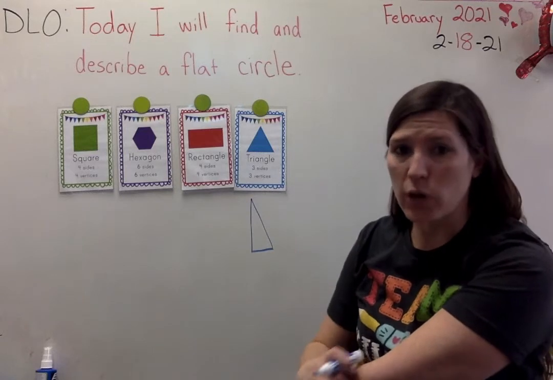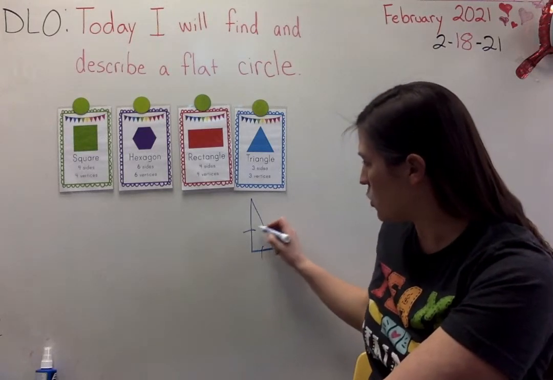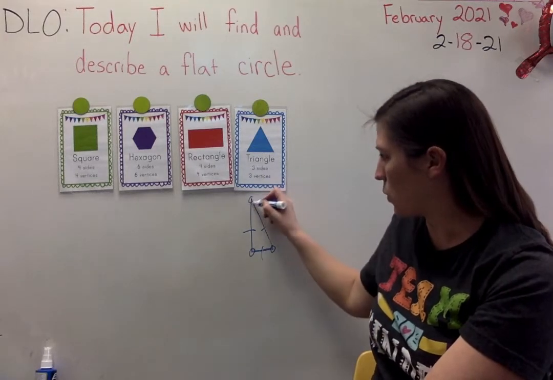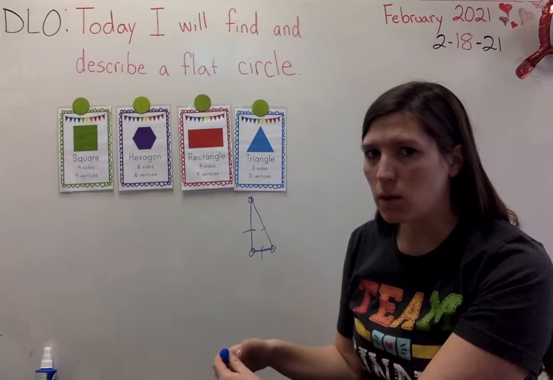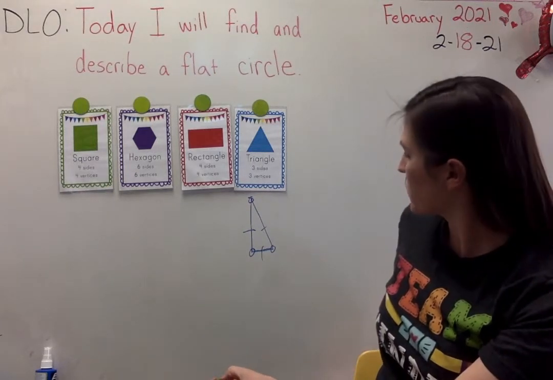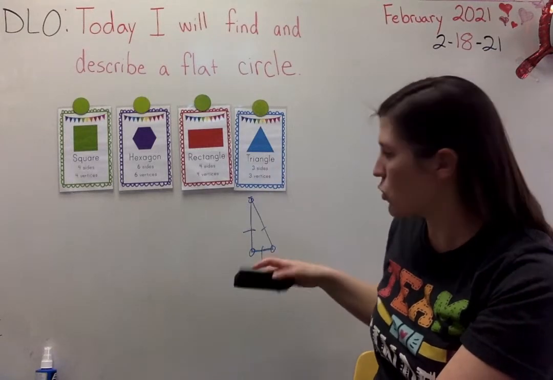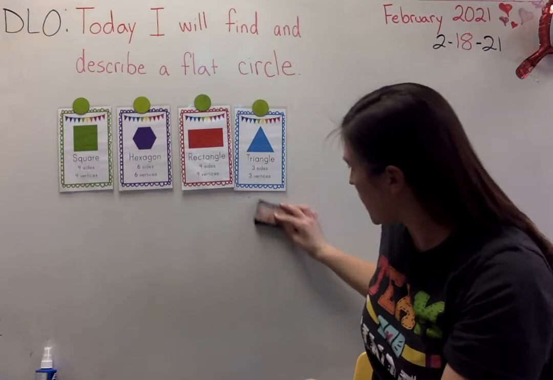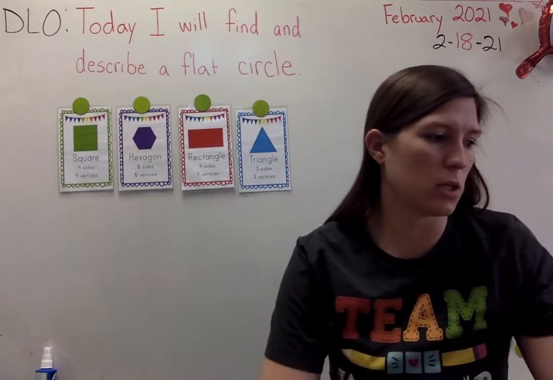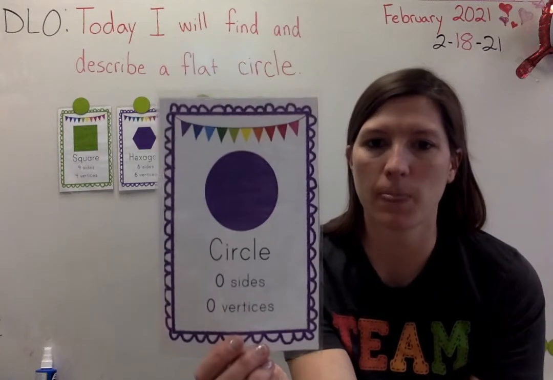And I said, is that a triangle? And they said, no, it's not a triangle. But then we counted the sides. 1, 2, 3. And then we counted the vertices. 1, 2, 3. And the kids realized, oh, it is a triangle. But just because it looks different than another triangle doesn't mean it's not a triangle. A triangle has 3 sides and 3 vertices. So it doesn't matter what kind of triangle it is. It just has to have those. So now let's look at our last shape.